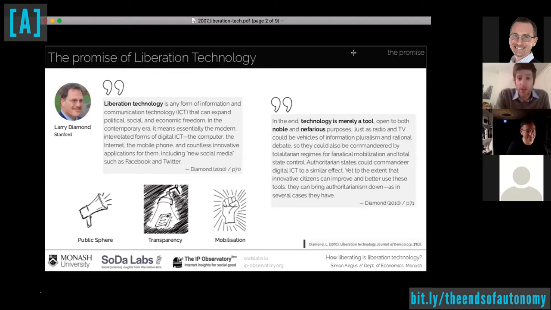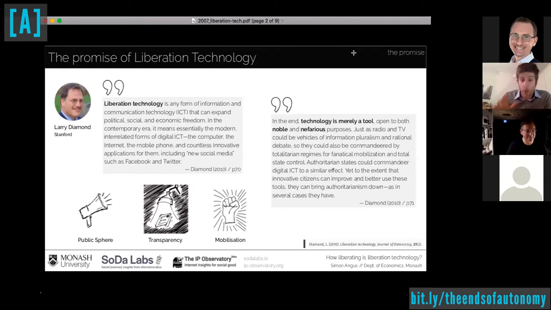Just as radio and TV could be vehicles of information, pluralism and rational debate, so they could also be commandeered by totalitarian regimes for fanatical mobilization and total state control. Authoritarian states could commandeer digital ICT to a similar effect. Yet to the extent that innovative citizens can improve and better use these tools, they can bring authoritarianism down, as in several cases they have.